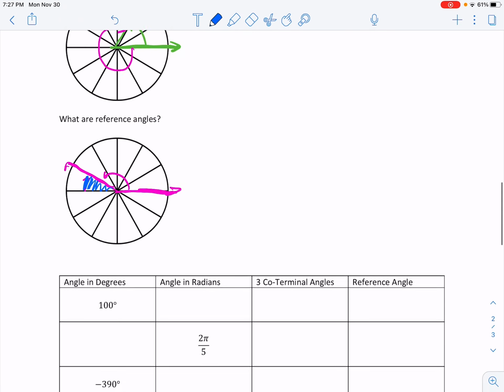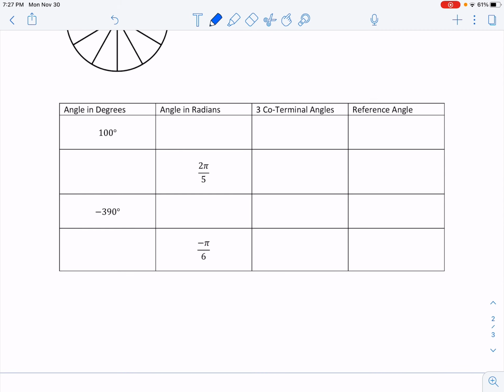All right. I wanted to do this one because I wanted to get to this chart. Angle in degrees to angle in radians. So you're going to take 100 times pi over 180. And you get 5 pi over 9. Coterminal, if this is in degrees, they want these in degrees. So you're going to add 360 and get 460 degrees. Or subtract 360 and get negative 260 degrees. I'm just going to do one positive, one negative.